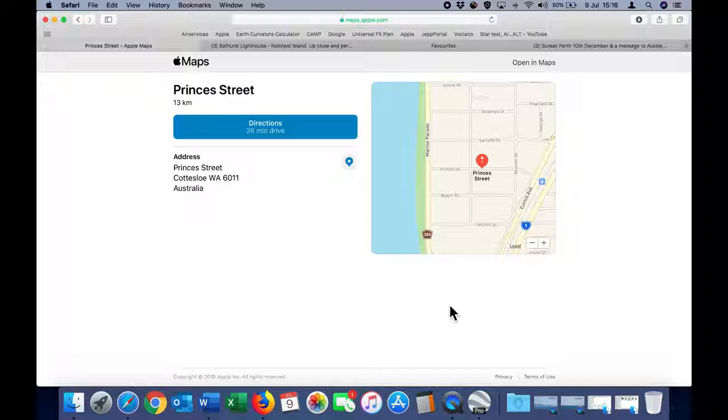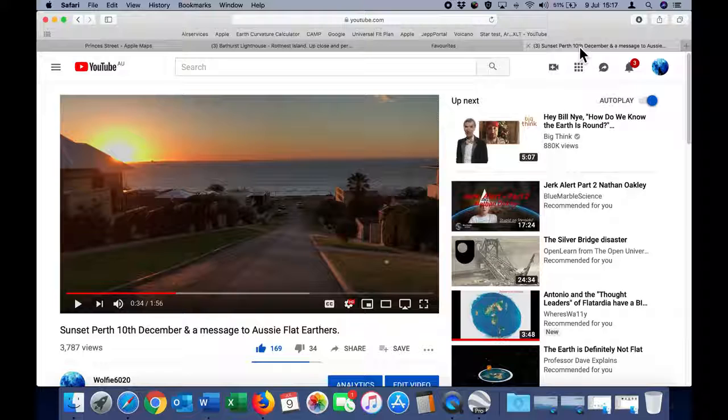So the location I used for my observations is Princes Street, Cottesloe, specifically the intersection of Avonmore Terrace, which has an elevation of 30 metres above sea level, and also on the beach at the base of Princes Street, where the elevation is around 2 metres. This location has featured a number of times in my previous videos because the orientation of Princes Street is directly east-west, and therefore it makes an excellent reference when determining the angle of the sunset. As you can see here, on the 10th of December, the sun was setting significantly south of due west, and that alone destroys the flat Earth model.